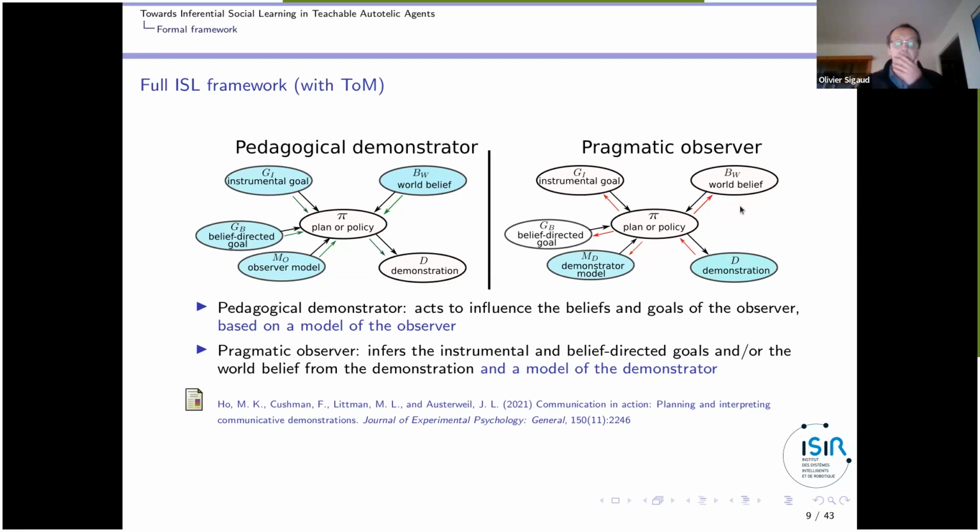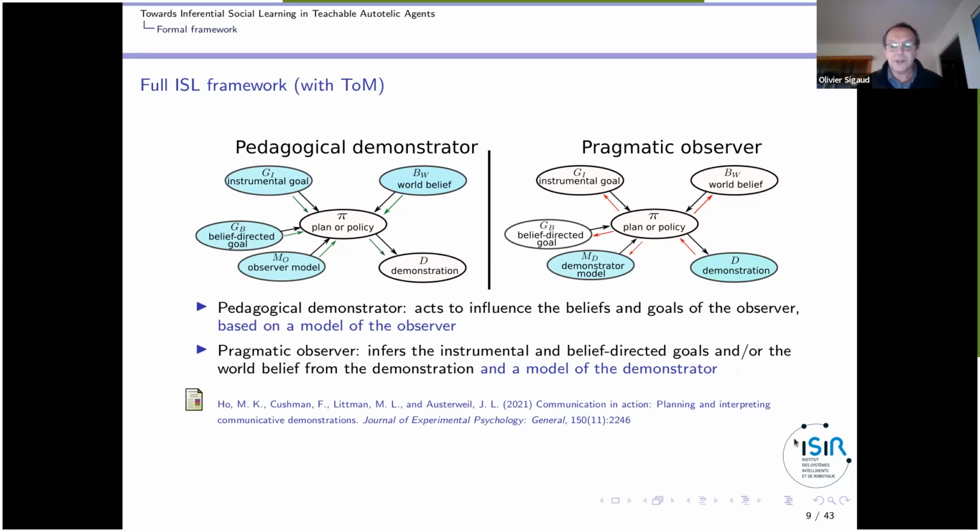And the idea is that the pedagogical demonstrator will act so as to influence the beliefs and the goal of the observer based on some model of this observer. And the pragmatic observer will infer the instrumental and belief-directed goals and eventually the world belief from the demonstrator based on a model of the demonstrator. Okay, so that's a very general framework that you can use with the Bayesian inference mechanisms that I've shown just before. And let me say that this model is just an extension of a model proposed in that particular paper.